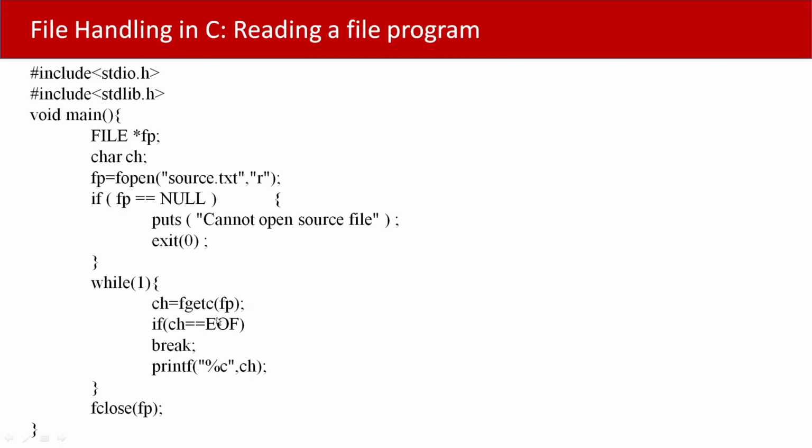Whenever the reading of the file is completed, the while loop will stop. When the reading encounters end of file, it will break and come out, and it encounters fclose(fp), which means the file will be closed.